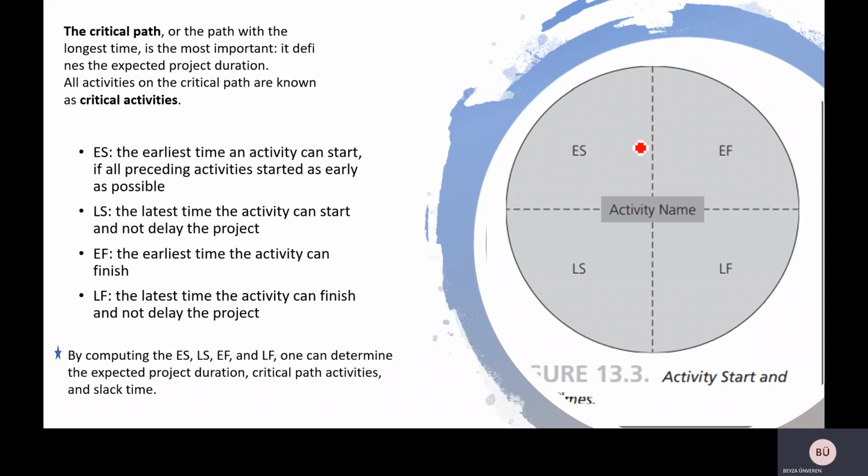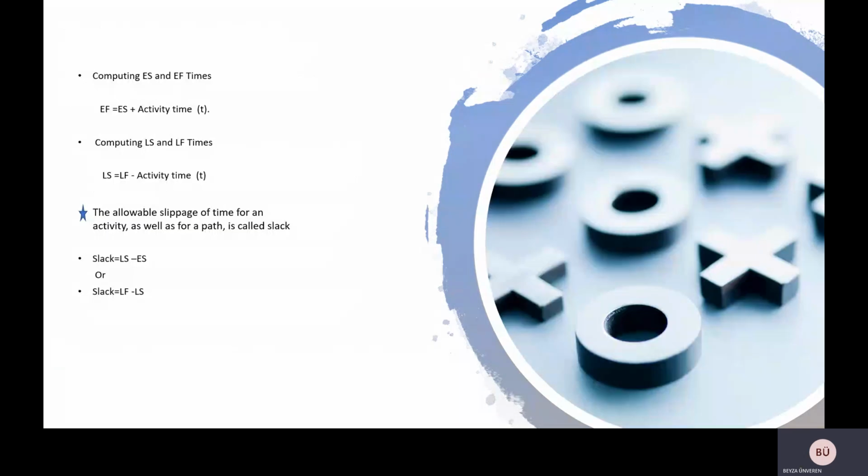Computing ES and EF times. The earliest finish time, EF, for any activity is equal to its earliest start time plus its expected duration, which is the activity time. Computing LS and LF times. The latest start time, LS, for an activity is equal to its latest finish time minus its expected duration.